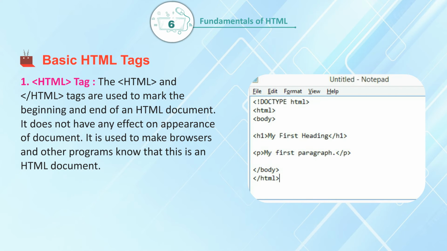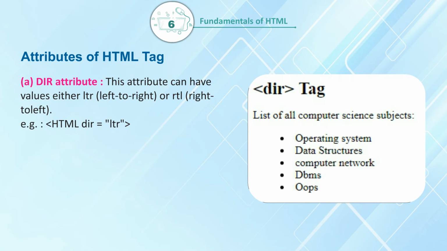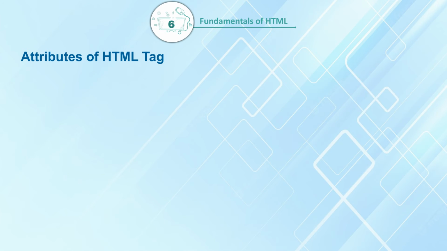Basic HTML tags. HTML tag. The html and /html tags are used to mark the beginning and end of an HTML document. It does not have any effect on the appearance of the document. It is used to make browsers and other programs know that this is an HTML document. Attributes of the HTML tag. dir attribute. This attribute can have values either ltr, left to right, or rtl, right to left.